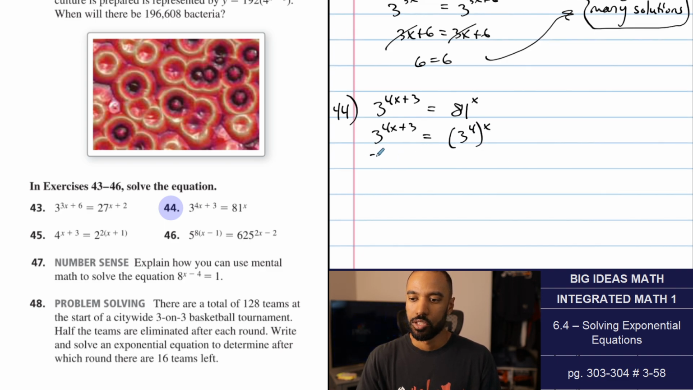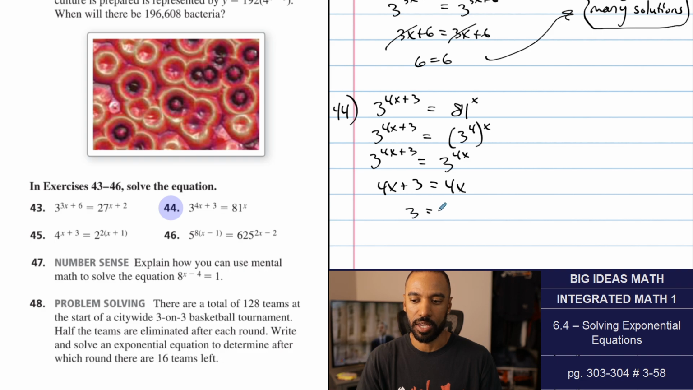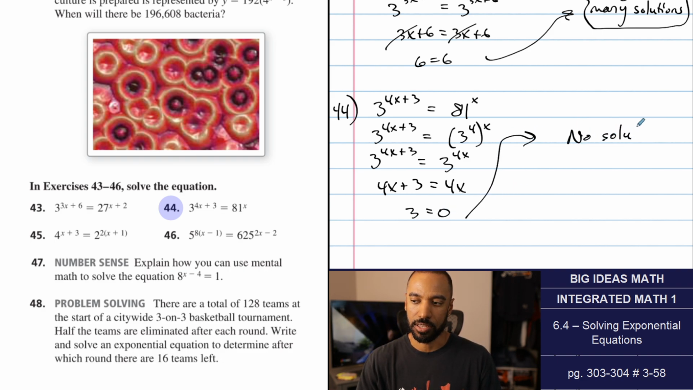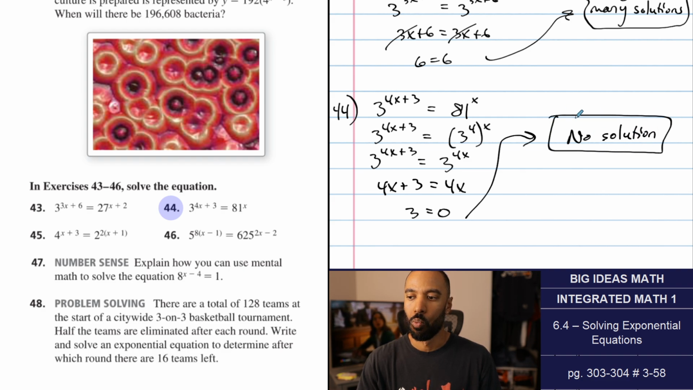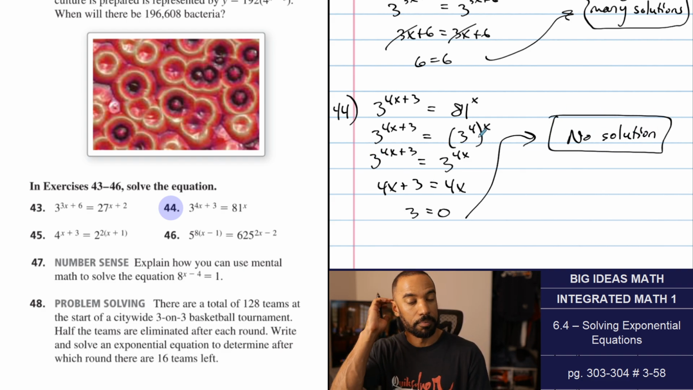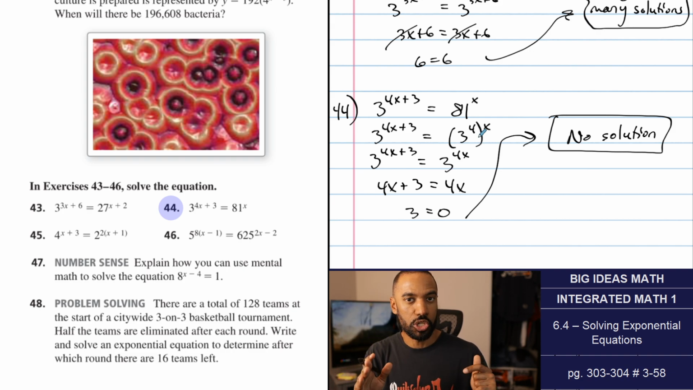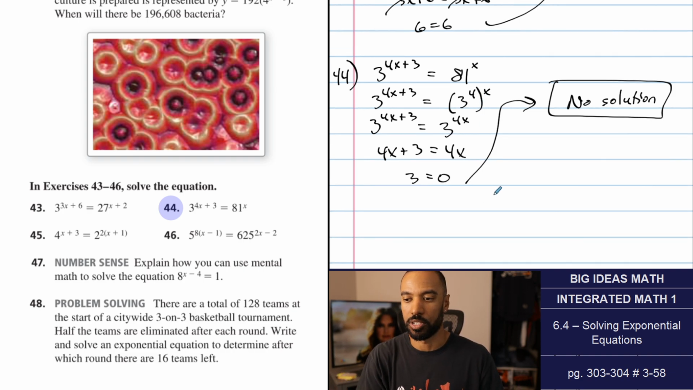Like so. So this is 3 to the 4x plus 3 equals, now you multiply these, 3 to the 4x. Maybe you don't notice what's happening just yet, but now that the bases match, set the exponents equal, and subtract 4x from both sides, you get 3 equals 0. That's a no solution case, as we've seen in the past. So these graphs never intersect. One has the same growth rate as the other in all instances, but it's shifted a little bit to the left in comparison.